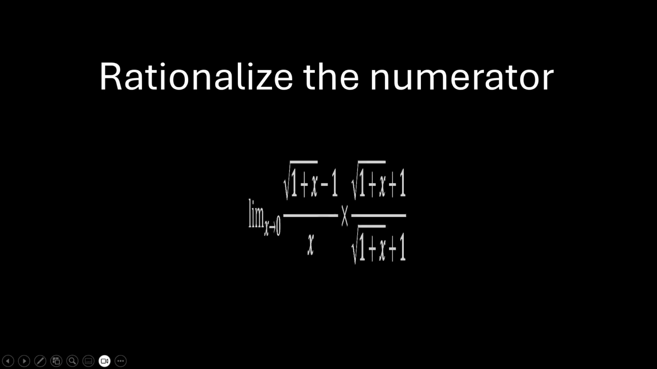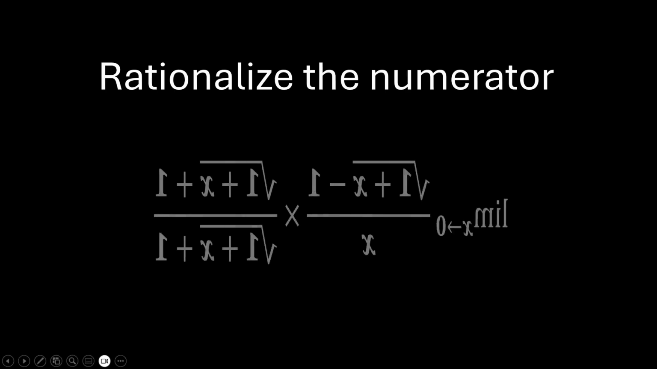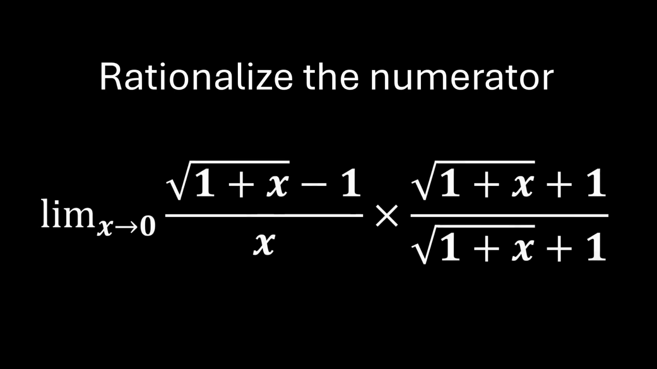Here's how it works. Step 1. Multiply both the numerator and denominator by square root of (1 plus x) plus 1. Remember, this is just like multiplying by 1, so it doesn't change the value of our expression. (Square root of (1 plus x) minus 1) all divided by x, then multiplied by (square root of (1 plus x) plus 1) divided by (square root of (1 plus x) plus 1).